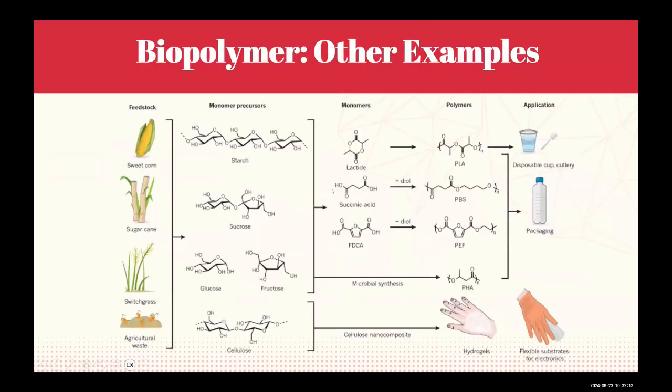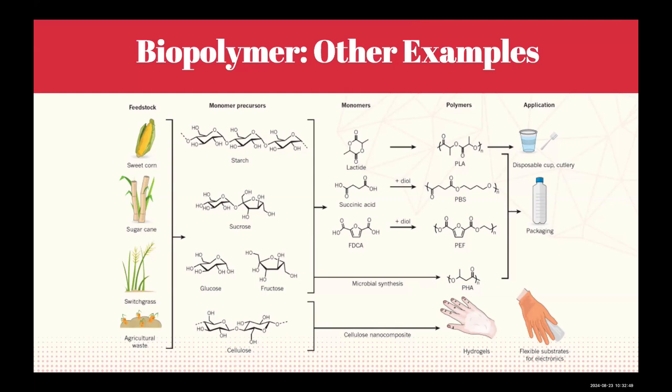In this diagram, we also see a lot of different examples of biopolymers and their production pathways. On the left, we have the different feedstocks like sweet corn, sugarcane, switchgrass, and agricultural waste. These are the starting materials rich in carbohydrates: starch, sucrose, glucose, fructose, and cellulose. These act as the monomer precursors that we want to extract from the feedstocks. For example, starch can be broken down into glucose, and cellulose can be broken down into its glucose monomers.